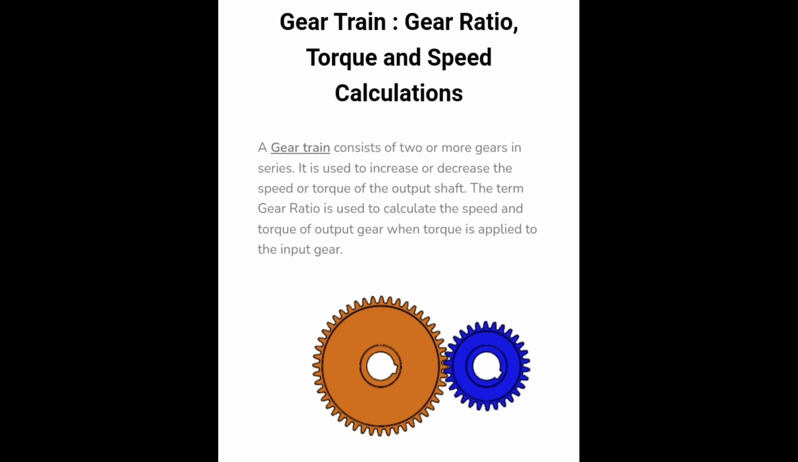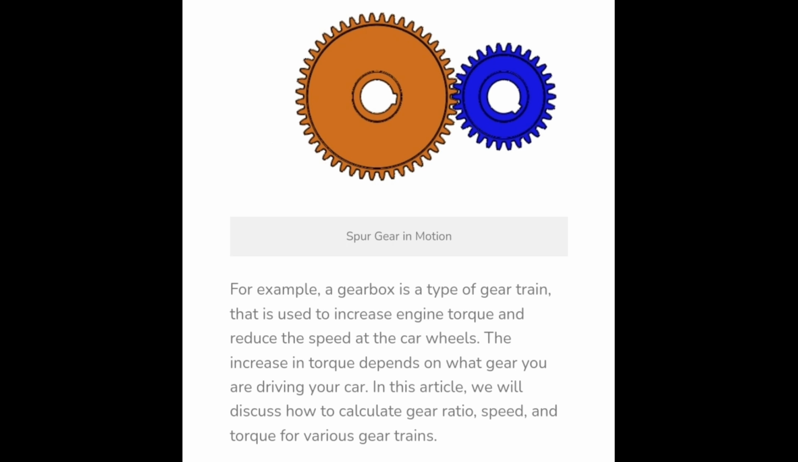A gear train consists of two or more gears in series. It is used to increase or decrease the speed or torque of the output shaft. The term gear ratio is used to calculate the speed and torque of the output gear. For example, a gearbox is a type of gear train that is used to increase engine torque and reduce the speed at the car wheels. The increase in torque depends on what gear you are driving your car in.